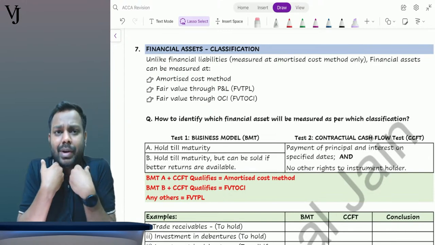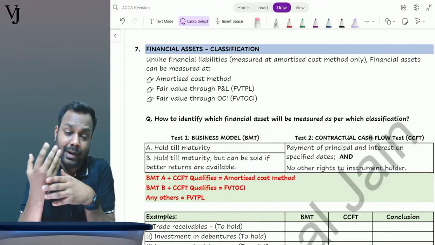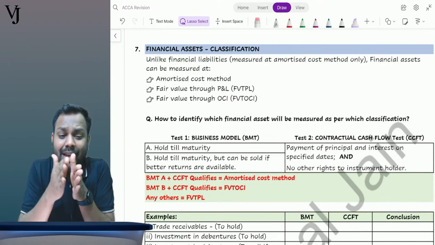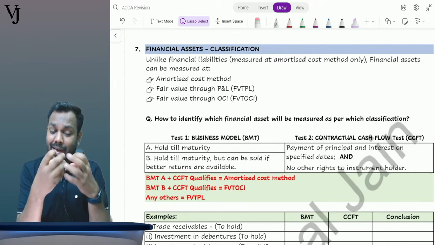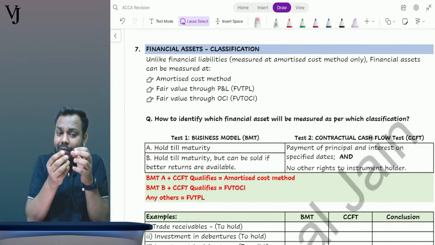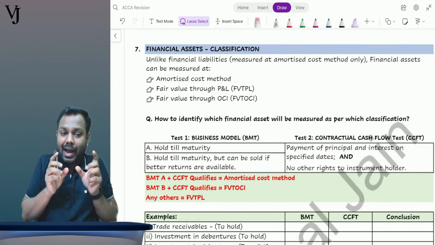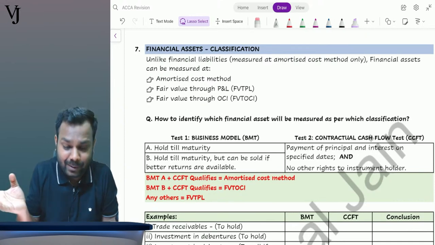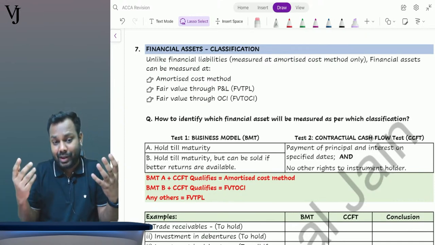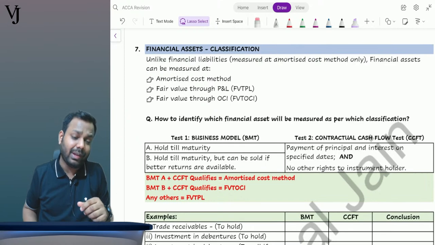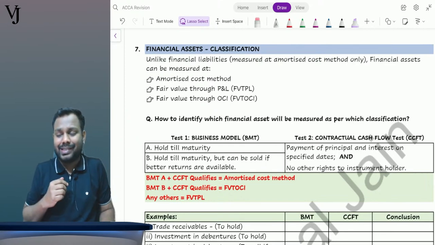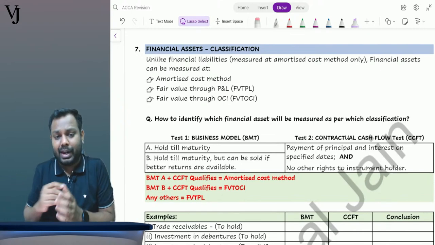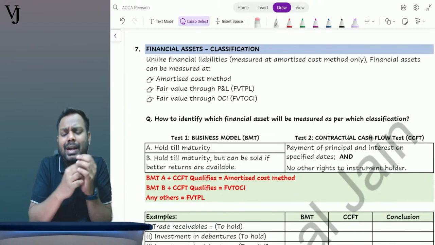Because see, when I have a liability, I have an obligation to settle, which I cannot avoid. But in an asset, I have a right to receive. Now, if I have a right, I can use this right in multiple ways. I can either intend to hold it till maturity, I can sell it now itself, or I can hold it for trading purposes. Basically, there can be multiple intents.